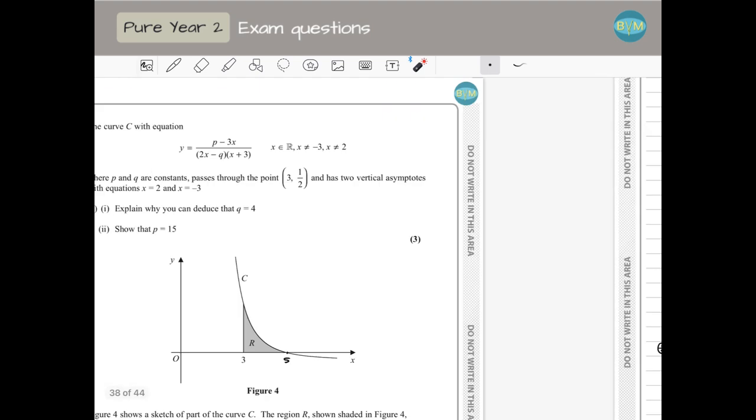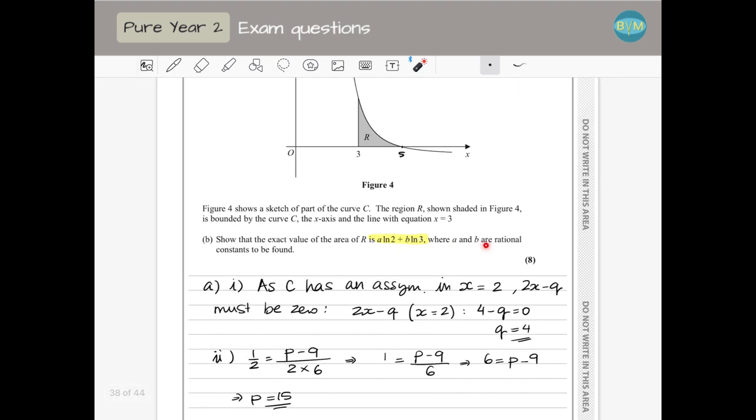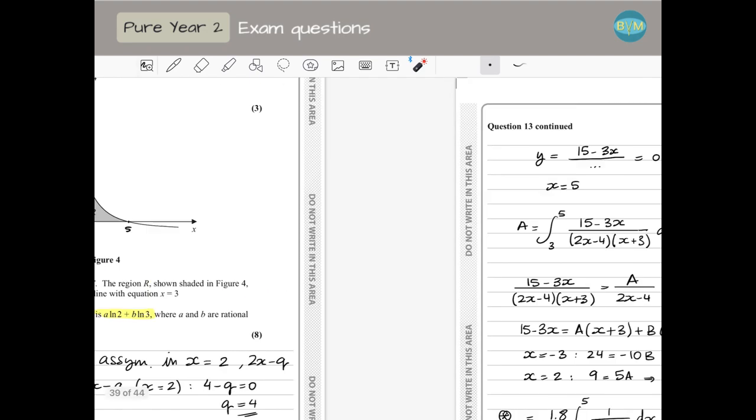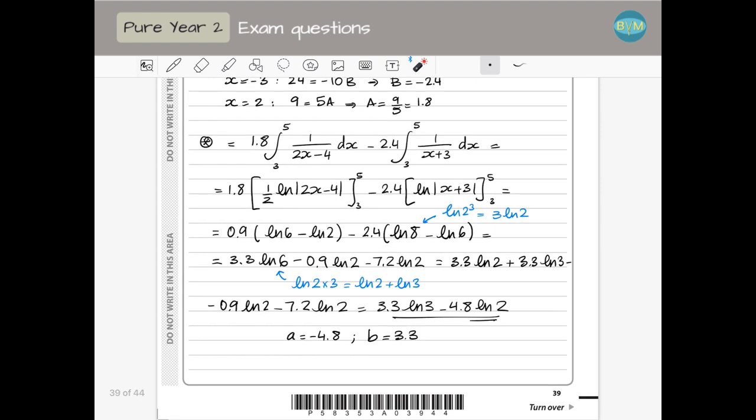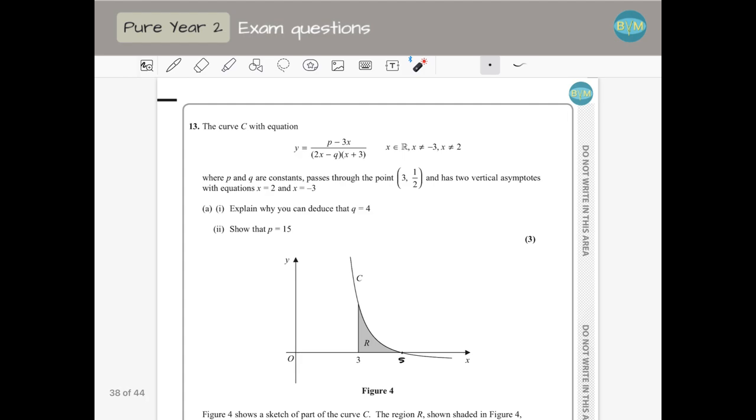So I would recommend you, even if this one is the expression, that at the end you write a line giving the coefficients that they are asking you for, because they say where a and b are rational constants to be found. They are rational constants. You can write them this way, or you could write them as fractions, but it's the same. So it could be minus 48 divided by 10 and 33 divided by 10, but you can leave them like this. And that's all with this example.